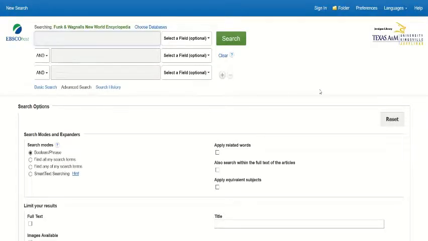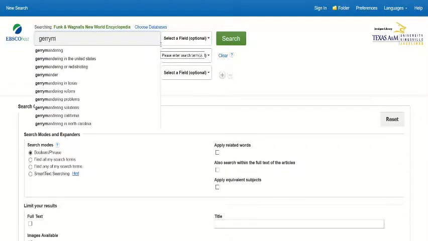So that takes us to this interface. This probably looks familiar to you if you've used the MLA International Bibliography, Humanities Full Text, Academic Search Complete. A lot of the different databases and sources use the same EBSCOhost interface. They use the same search engine. So, still on the same topic, I'm going to type in here, let's look at gerrymandering.